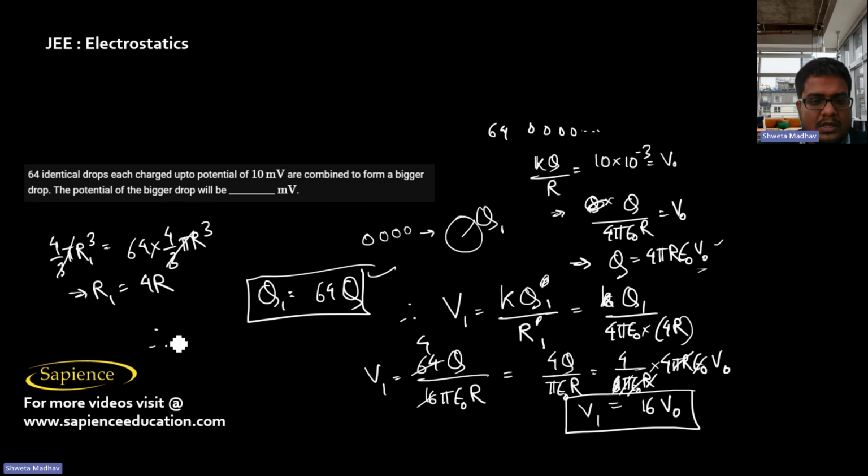So therefore the potential of the bigger drop will be equal to 16 times V naught. V naught is 10 millivolt. So 16 times 10 millivolt will be 160 millivolt. So 160 is the answer.